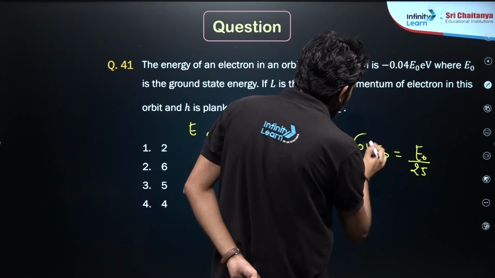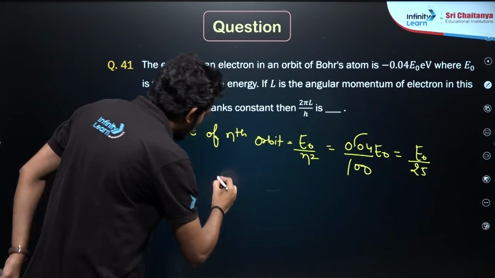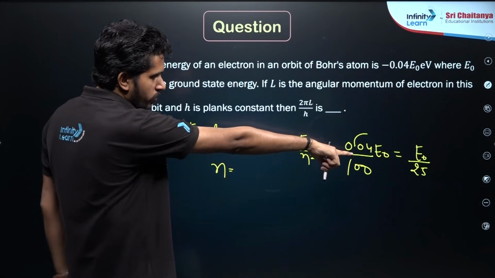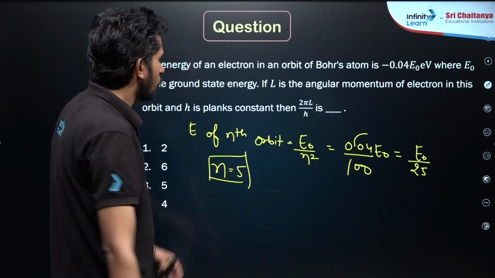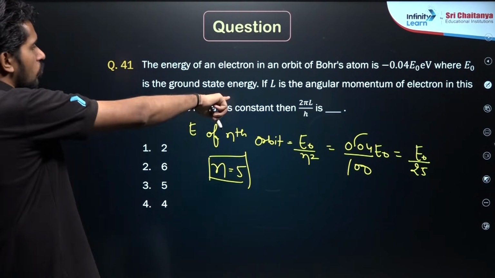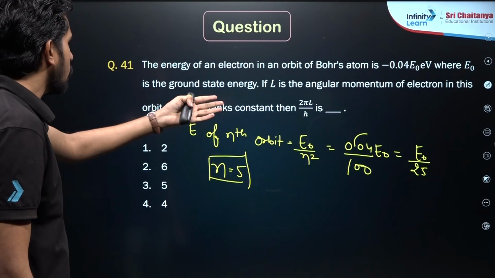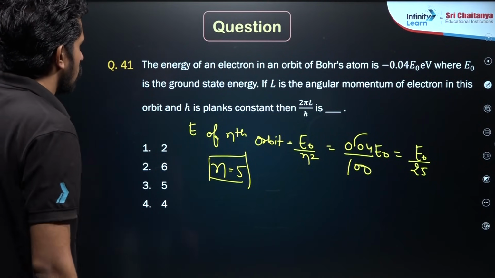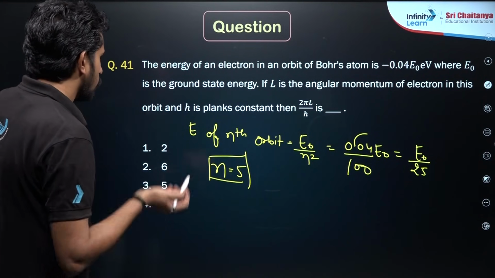Suppose this would be 4 by 100, and that is 1 by 25. So could I say n square equals 25, so n is 5, the fifth orbit. Yes or no? And now the question is asking what is 2 pi L upon h. Okay. So you need the value of what?